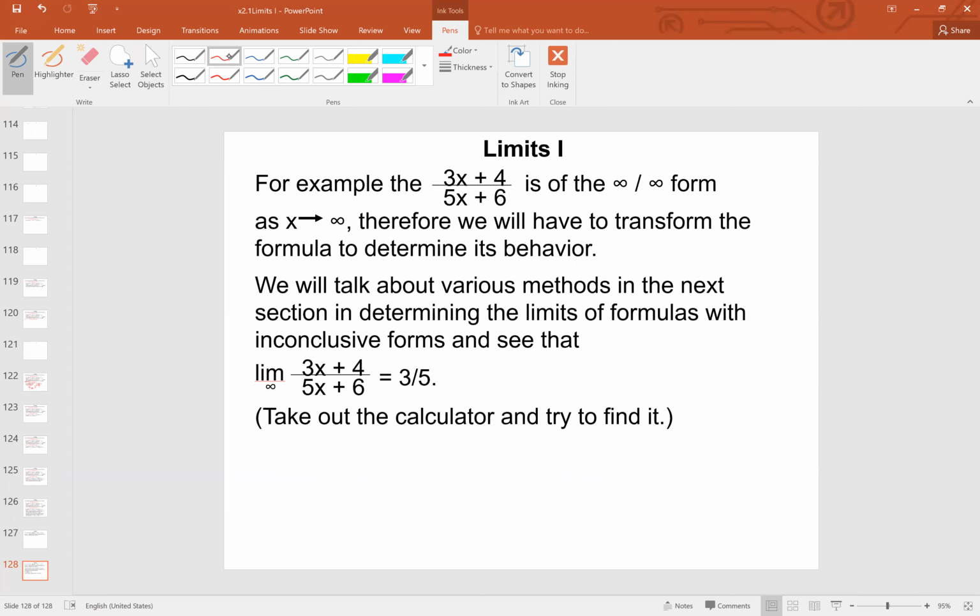If you think of x becoming bigger and bigger, the 3x and 5x portions become so large that the 4 and the 6 are really irrelevant. And then the ratio gets closer and closer to 3/5. And if you don't believe it, plug a large number into these fractions, and that's what you get.